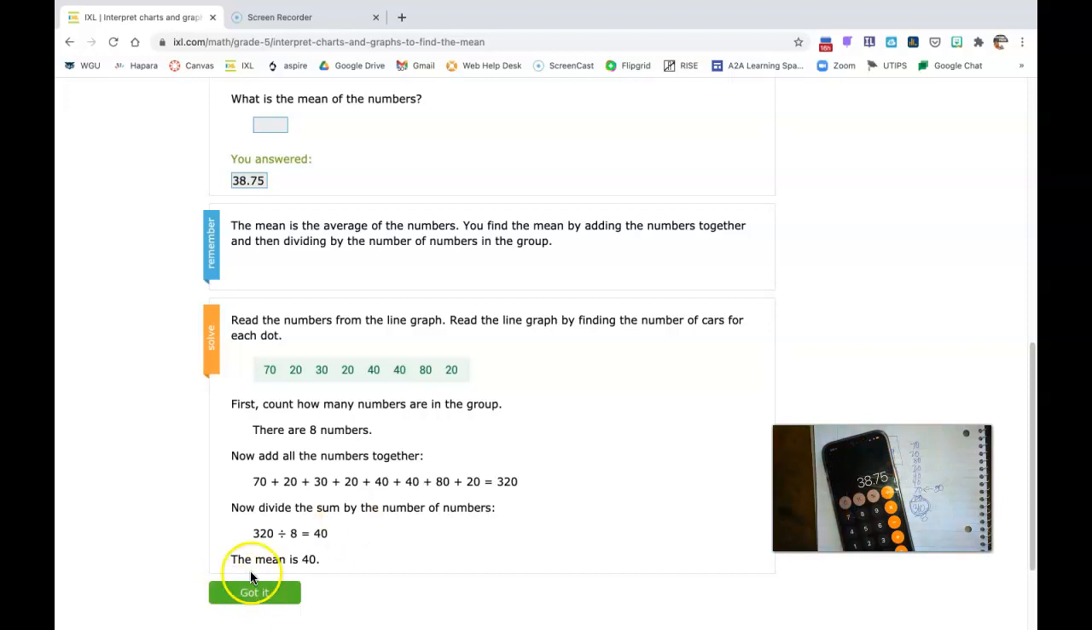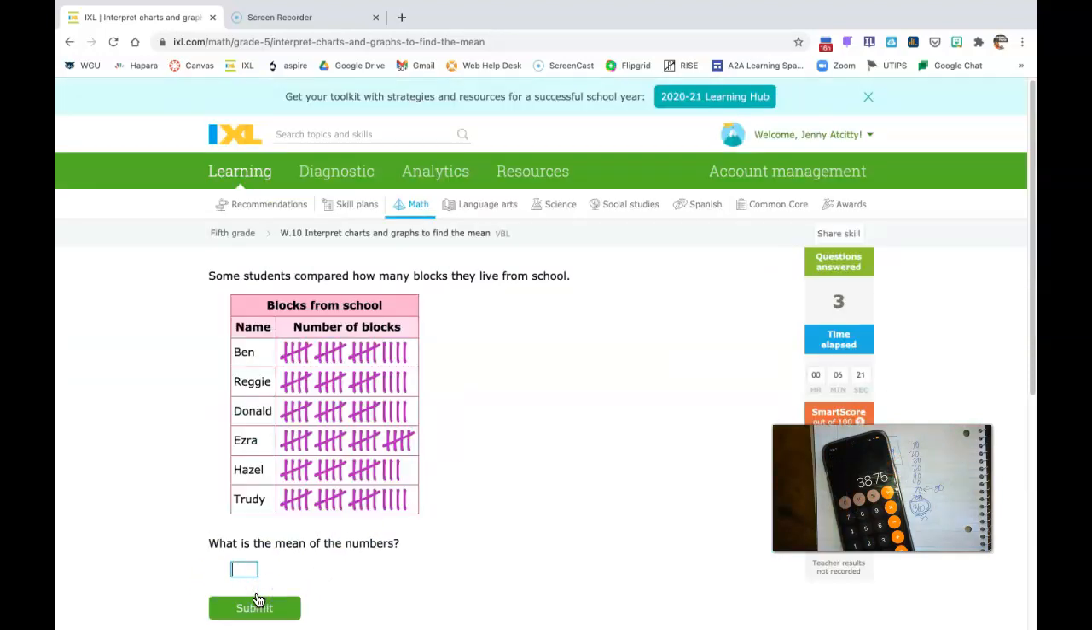Now, even though I made a mistake here, I'm leaving this in because I wanted to show you that when you get a problem wrong on IXL, it's really helpful to go back and figure out what you did so that you don't make that same mistake. So I'm just going to have to be more careful when I write my numbers down from the graph.